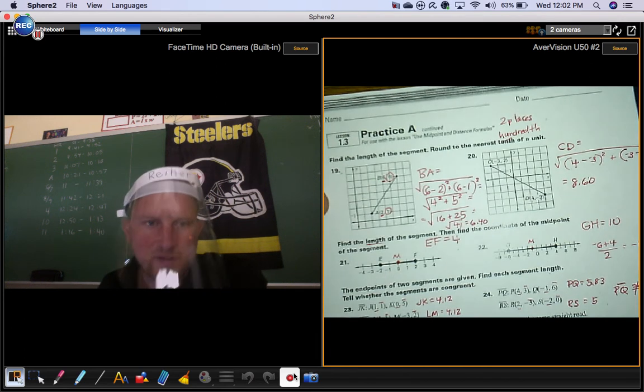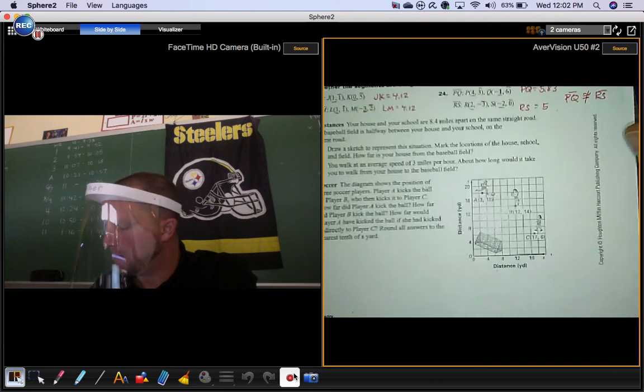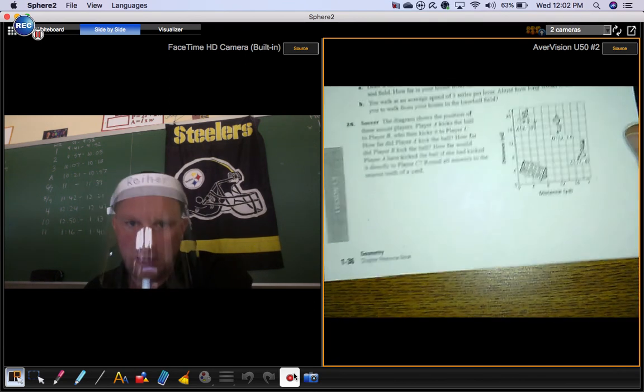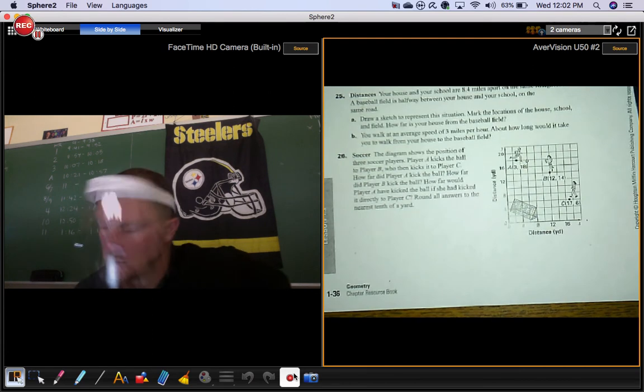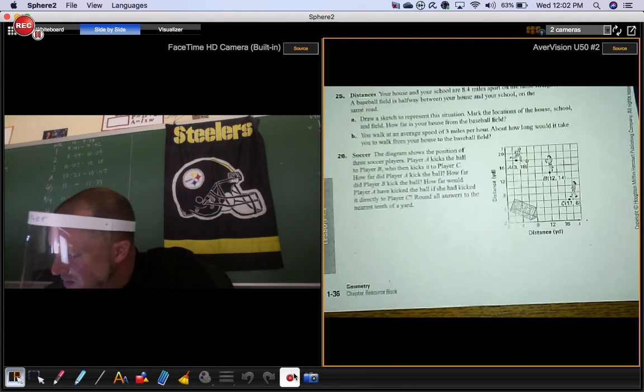This is practice A for section 1.3. We're going to look at those last two questions, number 25 and 26. So for number 25, they say your house and your school are 8.4 miles apart on the same straight road.